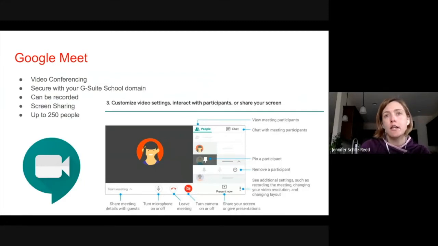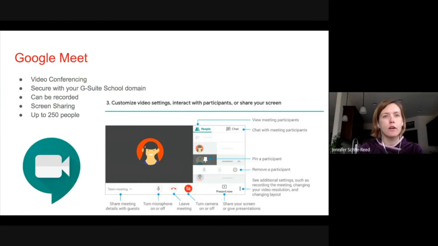Google Meet, which of course we're in today. We often get the question, how many people can be in a Google Meet? You can have up to 250 people. That's one of the big reasons we're encouraging the district to use this as opposed to Google Hangout. And it is within our domain, so that's why we're encouraging Meet over Zoom. Though again, I know some people have been using Zoom as well.